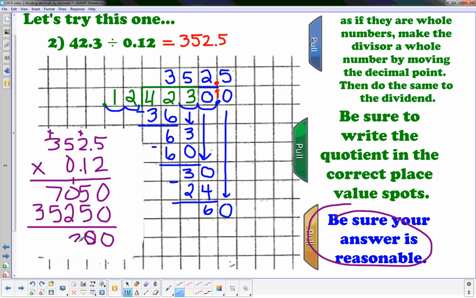10, 3, 7, and 5 gives me 12, 4. I have 3 spots to move that decimal point. 42 and 3/10. These extra zeros don't affect my answer. 42 and 3/10. We did it right. Awesome. Pause the video, press play when you're ready for number 3.